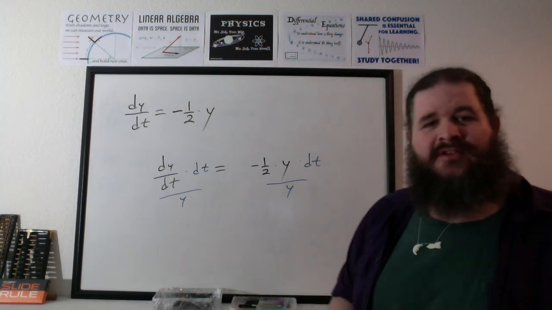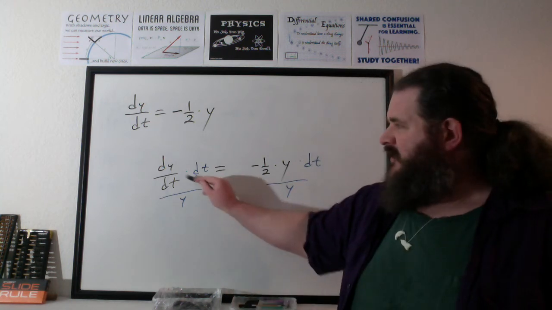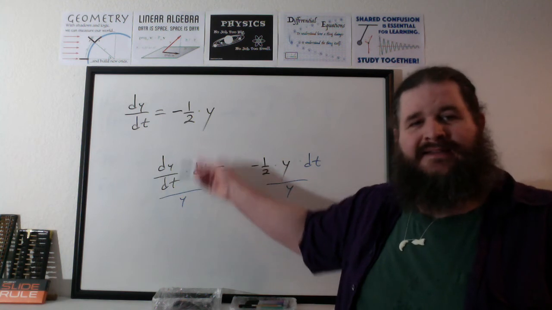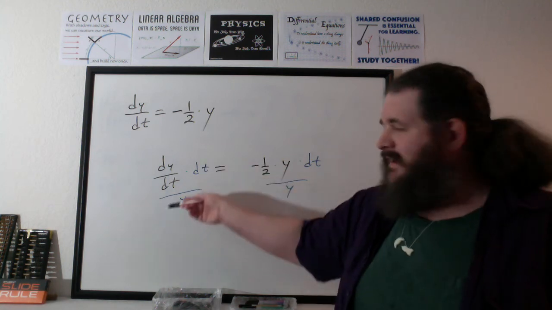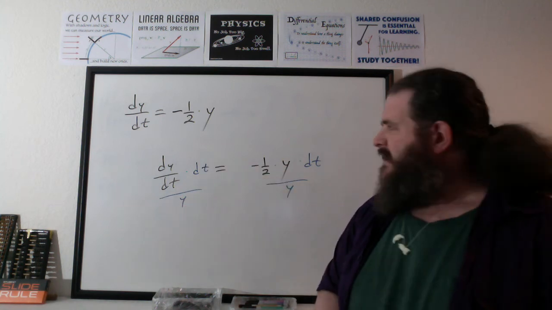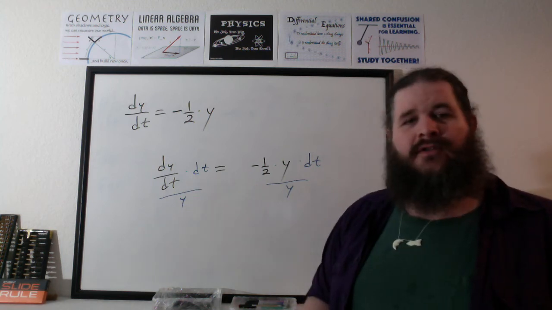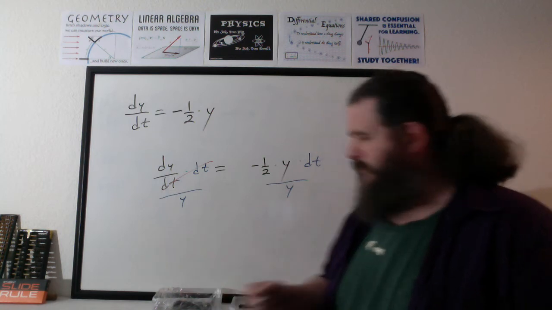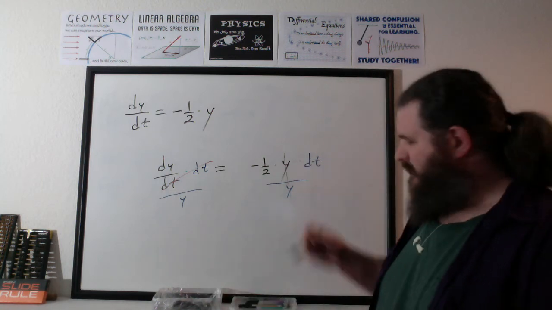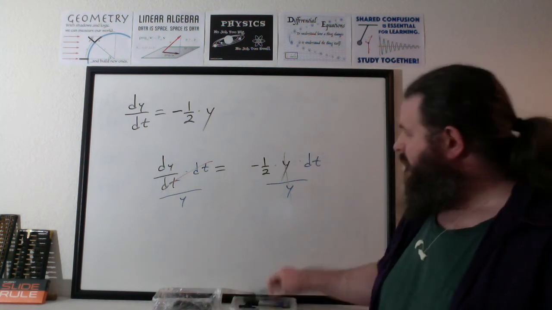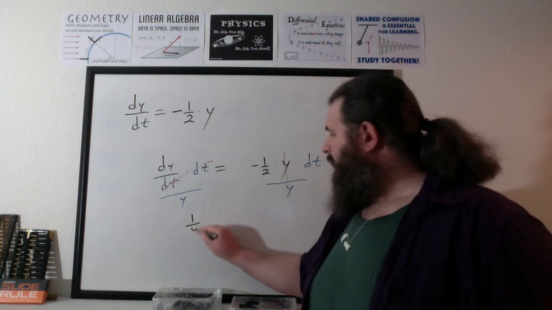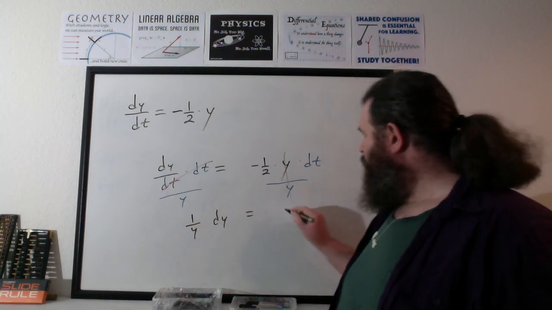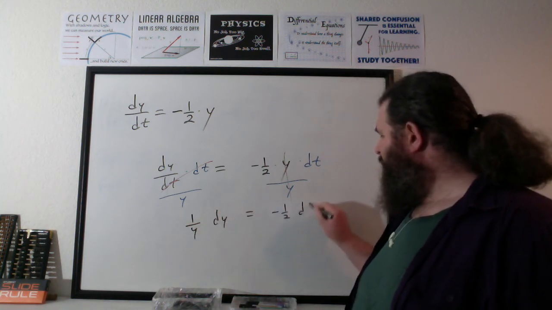And some mathematicians might complain that dt is not just a thing you're dividing dy by. dy and dt are not individual numbers. dy/dt is a notation. But what we're really doing here is a shortcut for a longer step-by-step method involving the chain rule. This still gets the same result. So in practice, it doesn't really matter. It gets you the same result. 1 over y dy equals negative 1/2 dt.